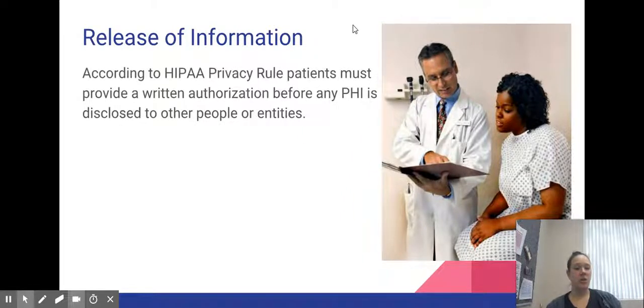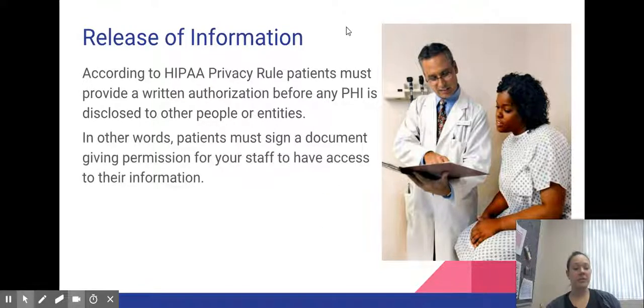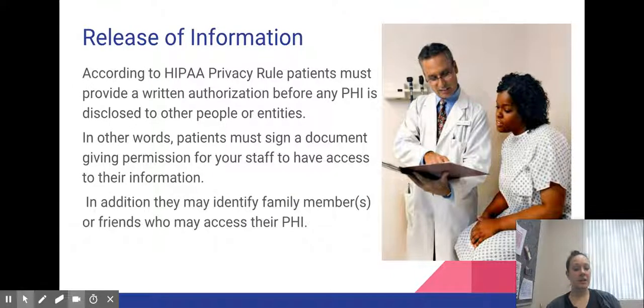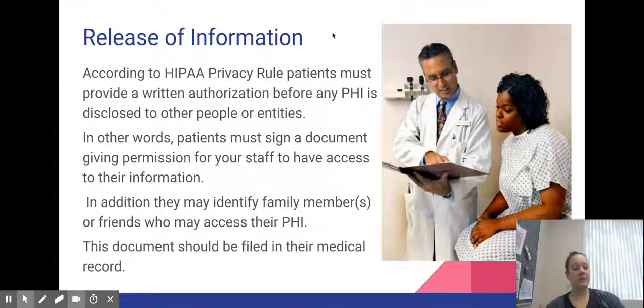Release of information. According to HIPAA, the HIPAA privacy rule, patients must provide a written authorization before any PHI, personal health information, is disclosed to other people or entities. In other words, patients must sign a document giving permission for your staff to have access to their information. In addition, they may identify family member or members or friends who may access their personal health information. This document should be filed in their medical record.